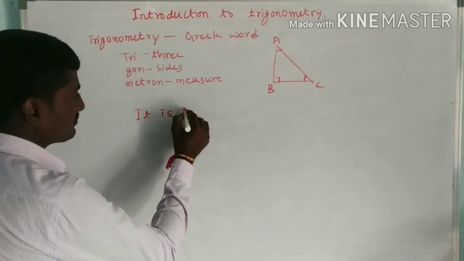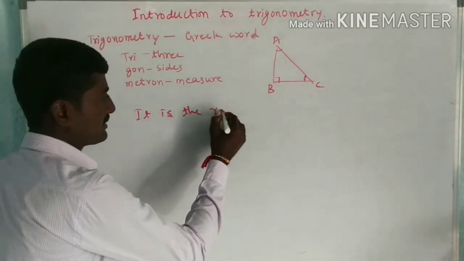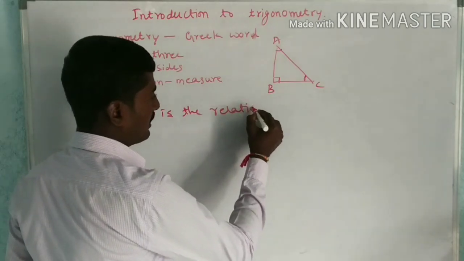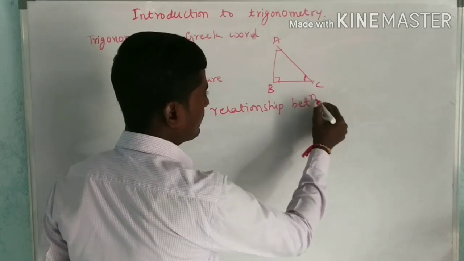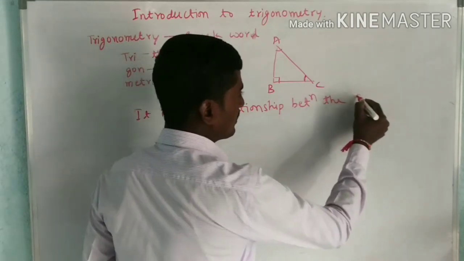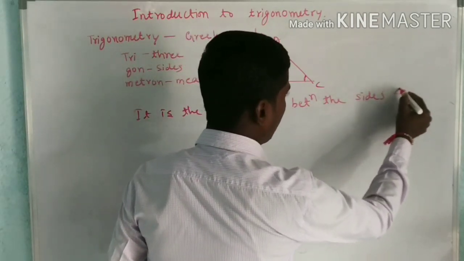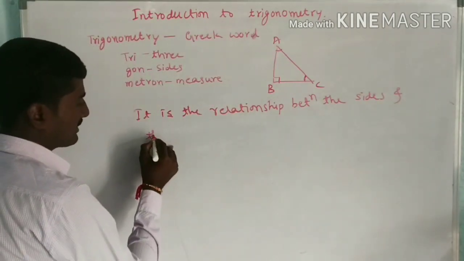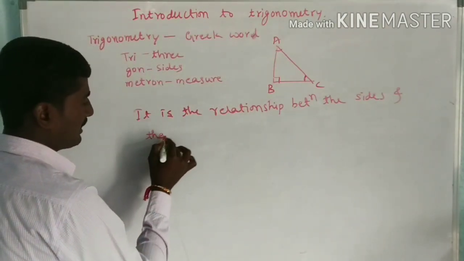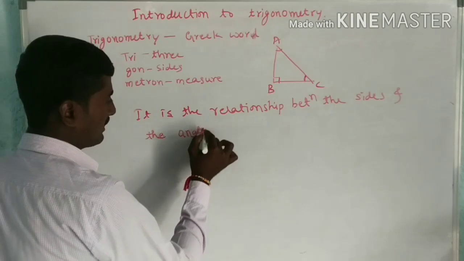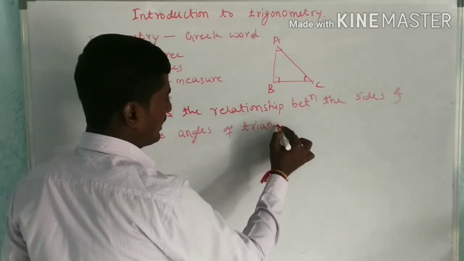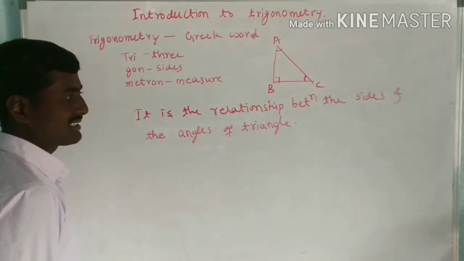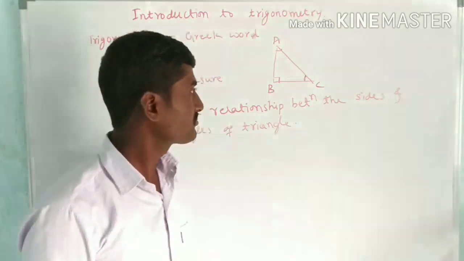It is the relationship between the sides and the angles of a triangle. So this is what? Trigonometry. This is trigonometry, I can say.